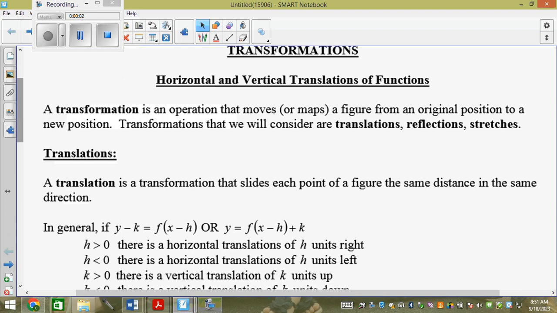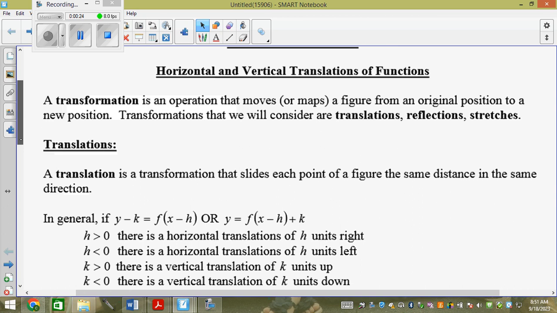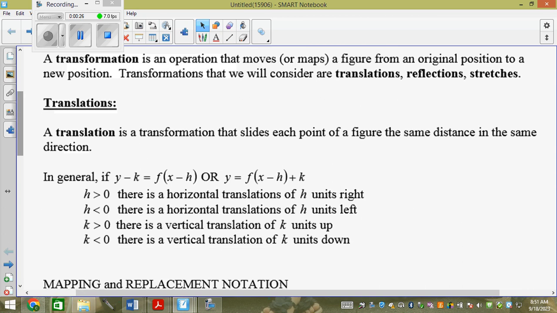Okay, so transformations. You talked about horizontal and vertical transformations on a quadratic last year. And we're going to do transformations and then stretches, I believe. Or transformations and reflections. I can't remember which one. Reflections, that was right. Okay. So, translation. A translation is a transformation that slides each point of a figure the same distance in the same direction.